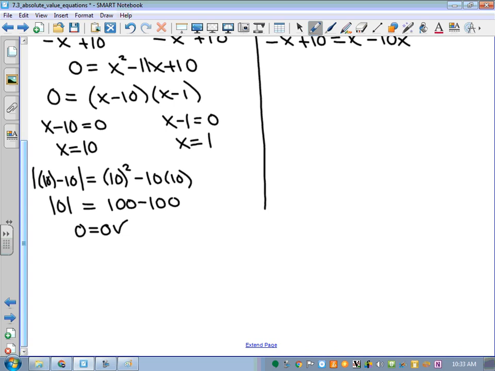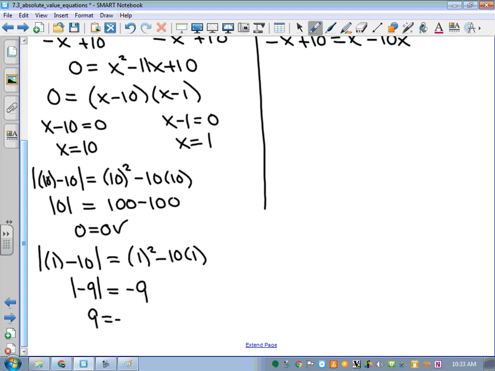If x is equal to 1, we have the absolute value of 1 minus 10 is equal to 1 squared minus 10 times 1. This is the absolute value of negative 9 is equal to negative 9. And that's a problem, because this tells me that 9 is equal to negative 9. That's not okay, which means that x equals 1 is not a solution. So the positive case only gave us x equals 10 as our solution, which means we need to switch gears and finish our negative case.